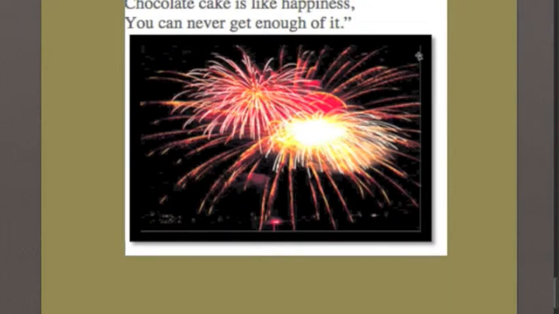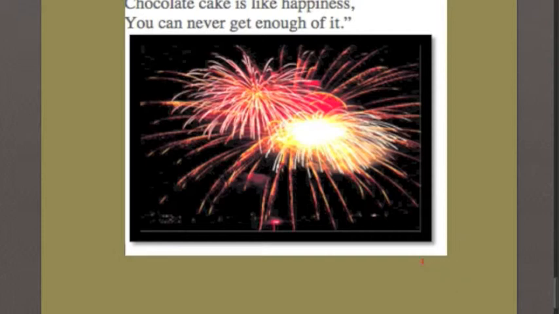Chocolate cake is like happiness. You can never get enough of it. So sometimes authors use similes to project their attitude about a subject. And people who write poems, poets, they are no different. They often use similes in their poems as well.